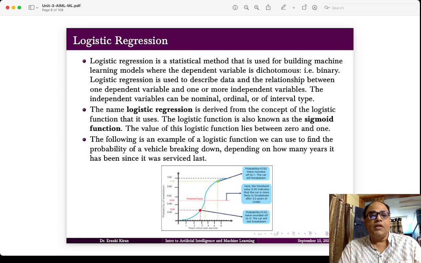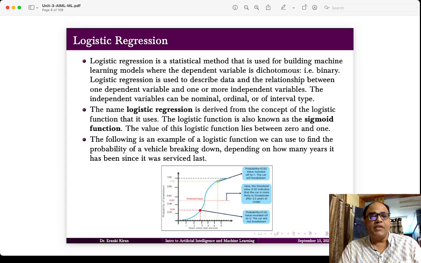Okay. So the logistic function can be used to find the probability of a vehicle breakdown, depending on how many years it has been used, and how many years or months it has been since it was last serviced.